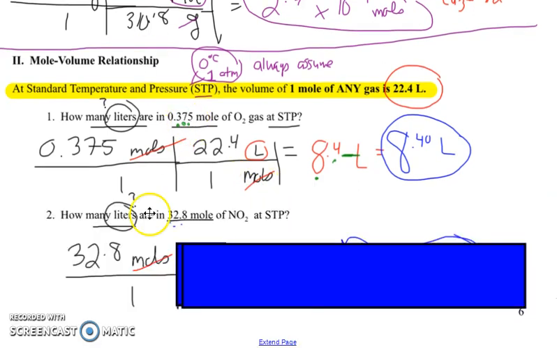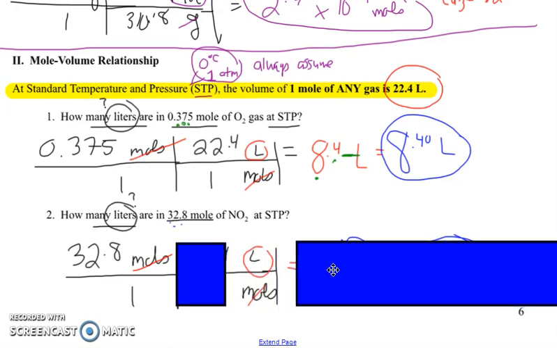And we got one more example on this page. How many liters are in 32.8 moles of nitrogen dioxide at STP? So take what you know over 1, and then set up your units to cancel. Get rid of moles, and then we want to go to liters. There's our new conversion factor. So we know that 22.4 liters is 1 mole.